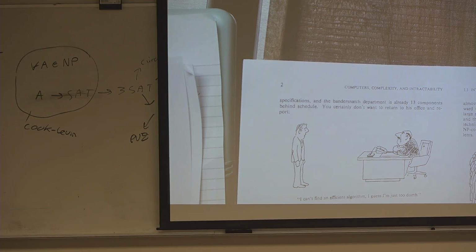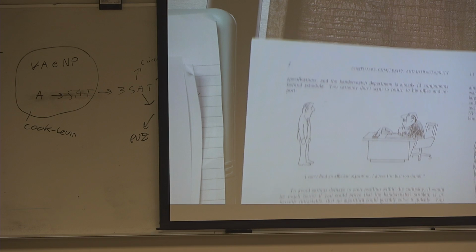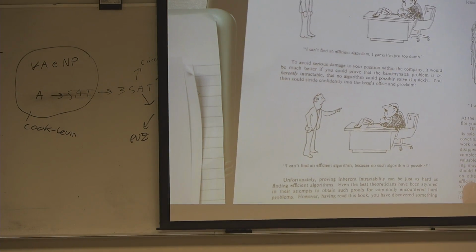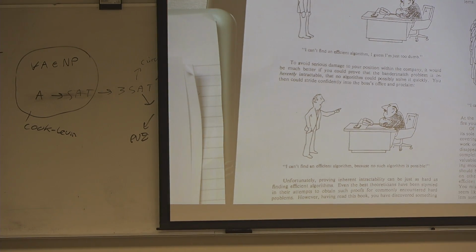So you go to your boss and you say, I can't find an efficient algorithm. I guess I'm just too dumb, right? You don't want to do that for obvious reasons. So instead, you try to prove something intractable about the problem, perhaps even undecidable. So you work on the problem, maybe you try to prove it's undecidable. Maybe you try to prove that there's no polynomial time algorithm. As we have said, that's kind of difficult.